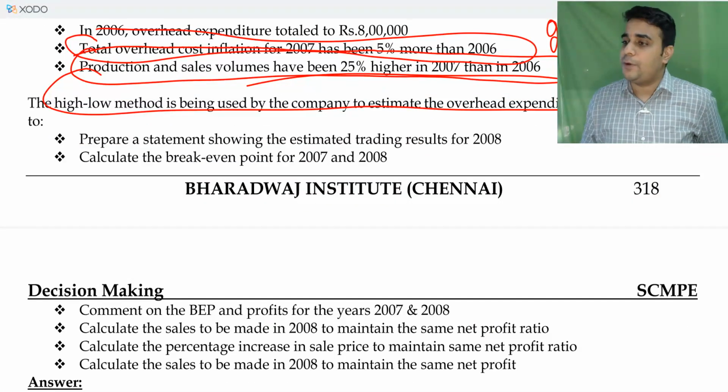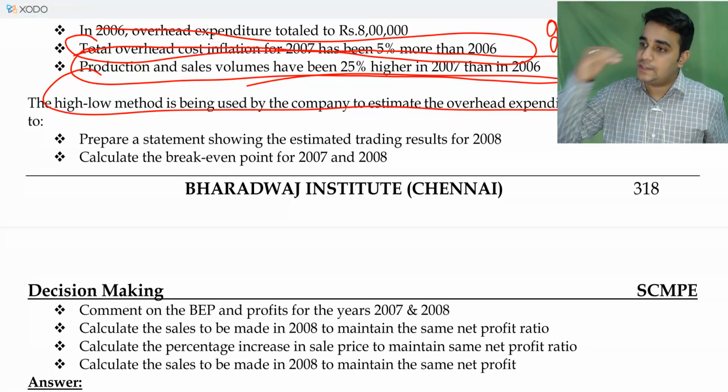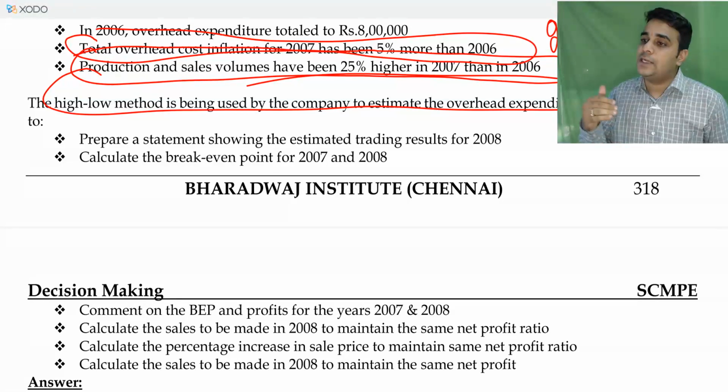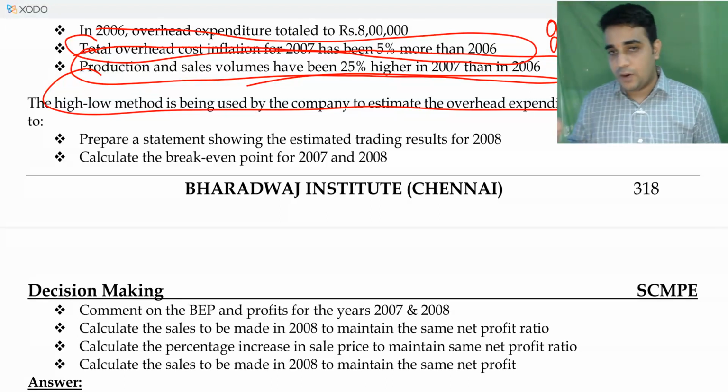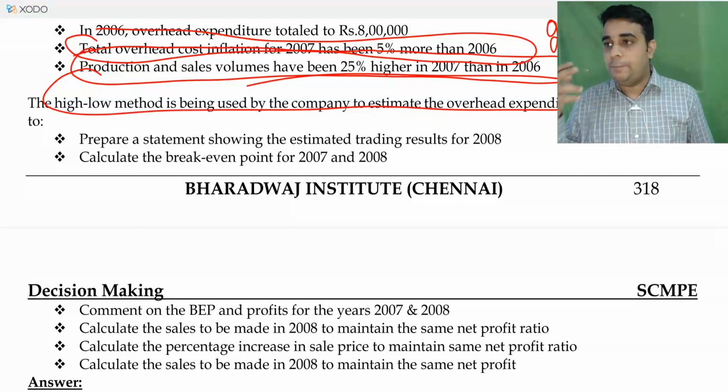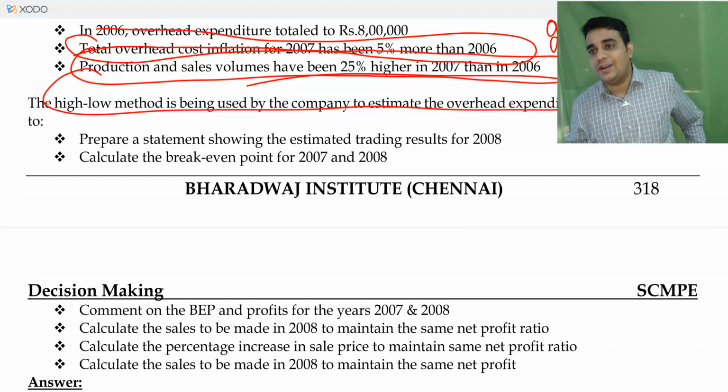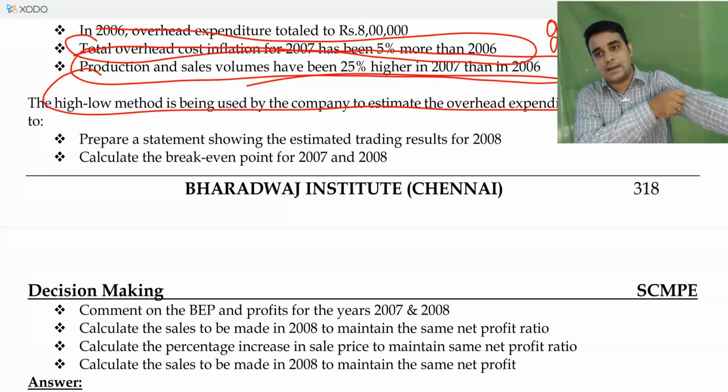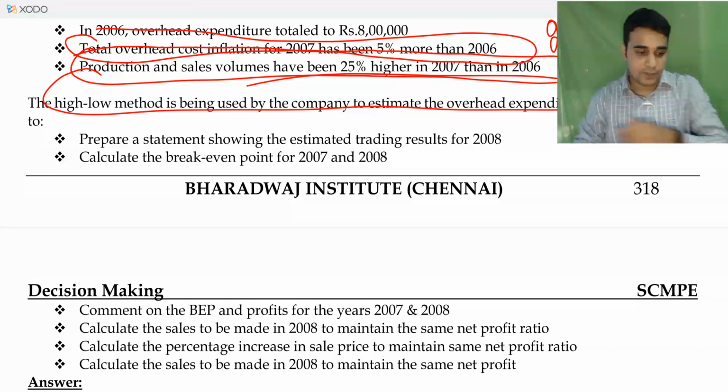Comment on the BEP and the profits. The BEP has remained the same. The reason for it remaining the same is that the fall in fixed cost has been offset by the fall in PVR. The benefit of lower fixed cost is not realized because PVR has come down.